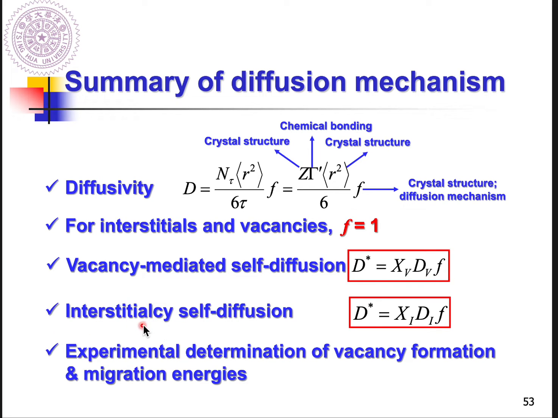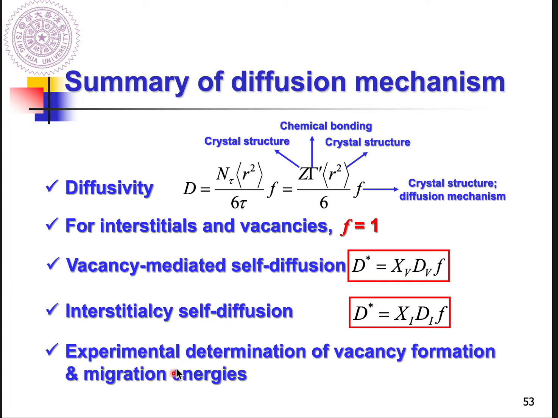For interstitial self-diffusion it is the same idea, right? There must be a self-interstitial defect nearby the diffusing atoms, so that will allow the diffusing atoms to diffuse, and the self-diffusivity will equal Xi, the atomic fraction of interstitials, times the diffusivity for these interstitials, times F.